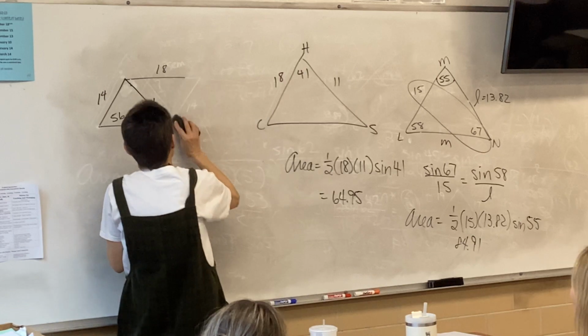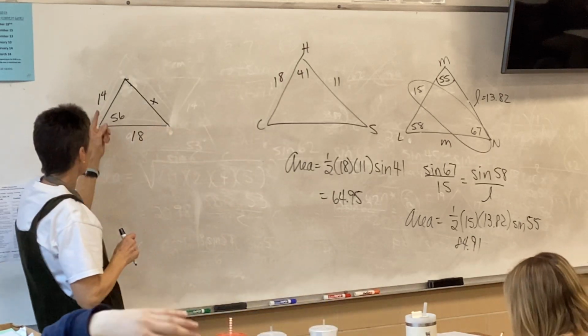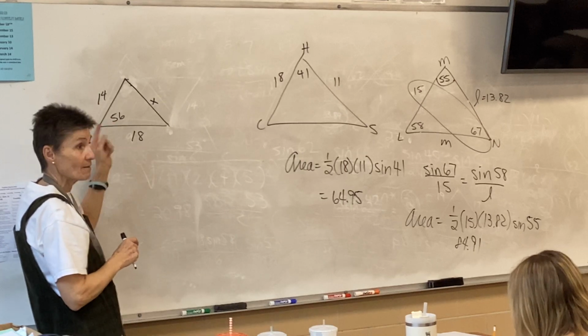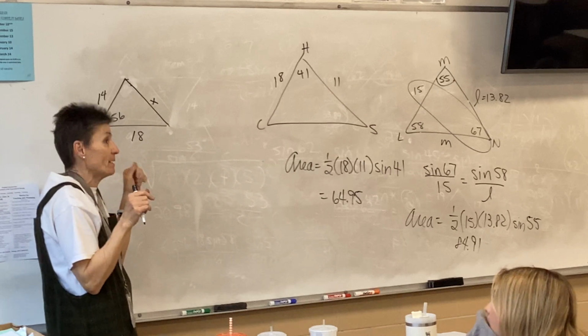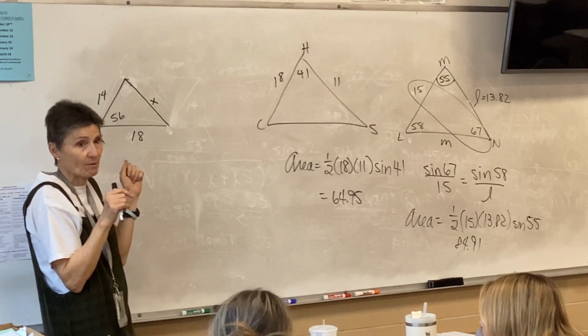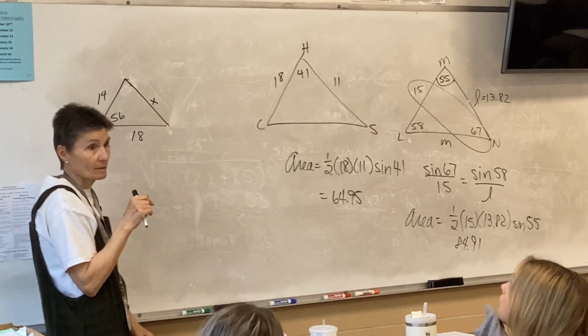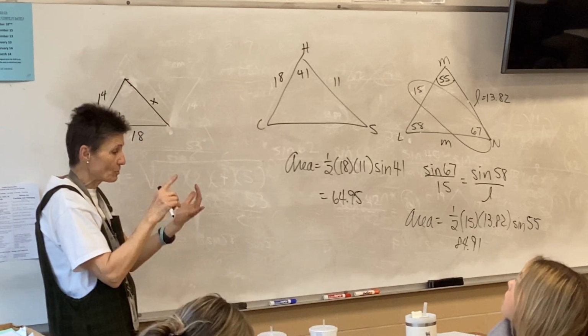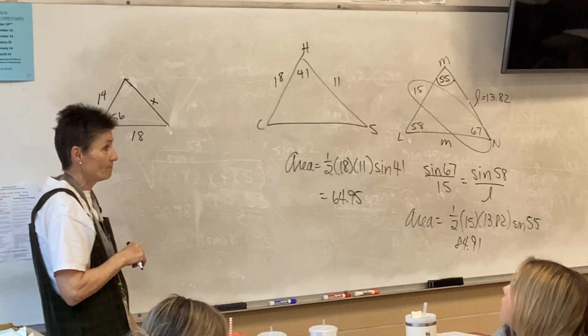Now, I know what you're thinking, as I think it myself. I think 1/2, 14, 18, sine 56. Wrong thing to think. Because what does that do for you? Area. This is not about area. This is about finding that length. To find lengths, I use law of sines or law of cosines. This is a cosine problem.